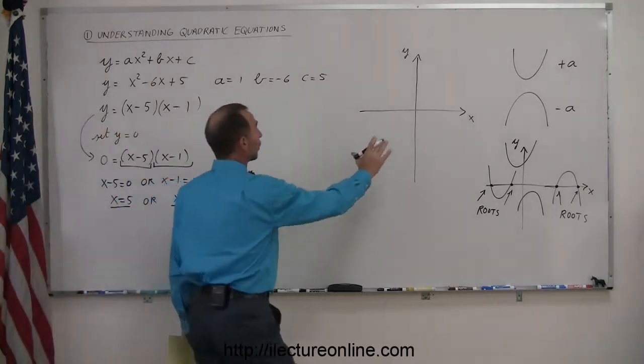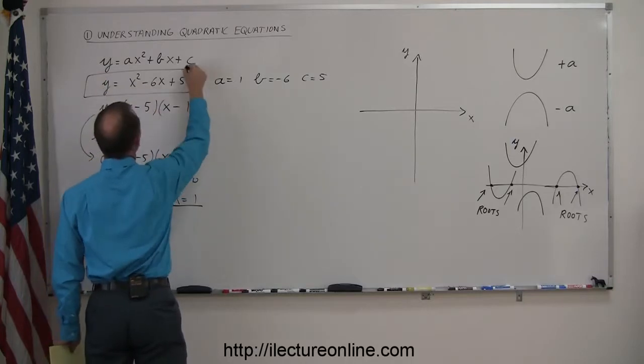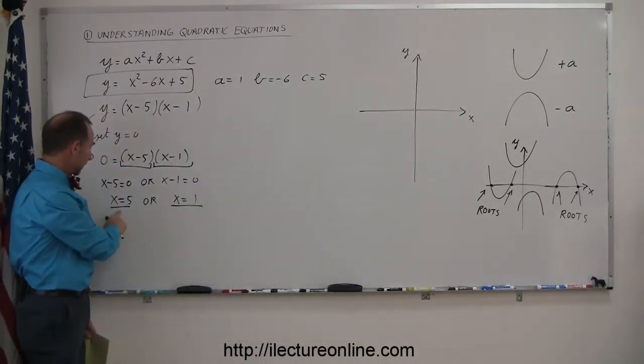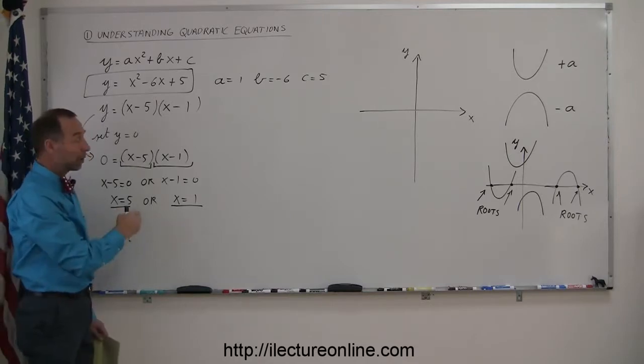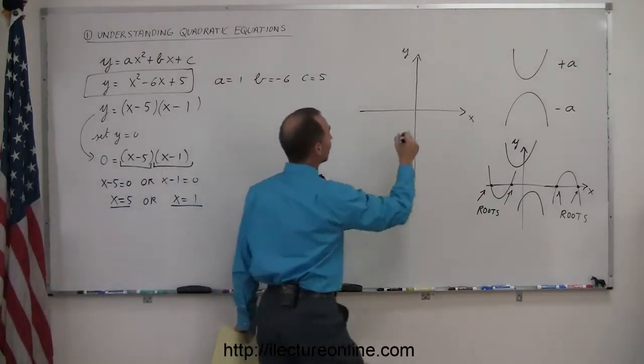So if I'm going to graph this example on my xy axis here, I know that one of the roots, or one of the points where the graph will cross the x-axis, is x equals 5.